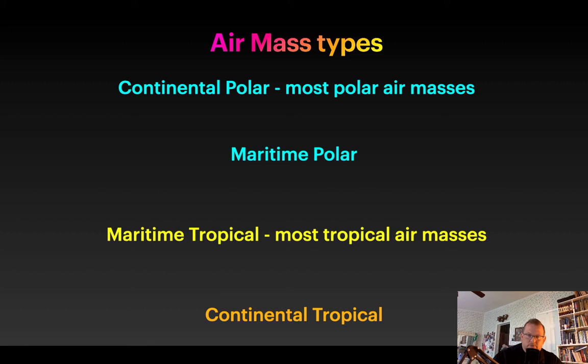Okay? So continental polar, low temperatures, low moisture. Maritime polar, a little bit higher temperature, still cold, more moisture. Maritime tropical, lots of moisture and warm temperatures. Continental tropical, little moisture and really hot temperatures. So when I say four, that's what I mean by four: continental polar, maritime polar, maritime tropical, continental tropical.